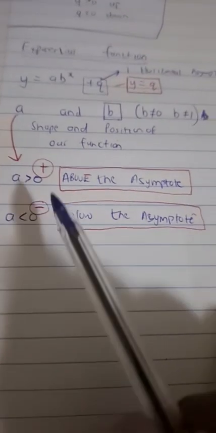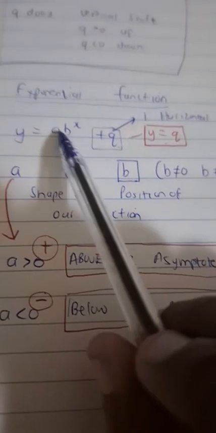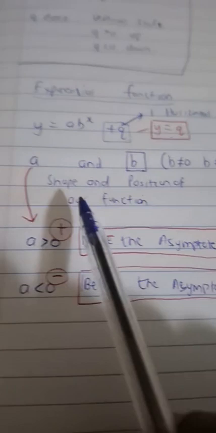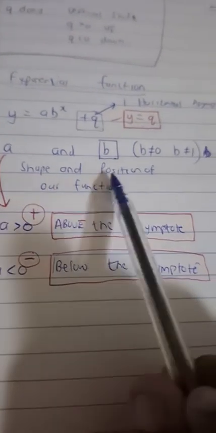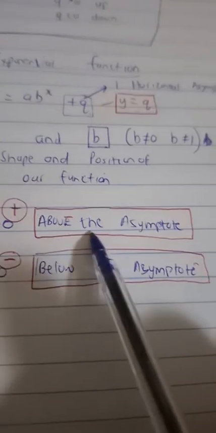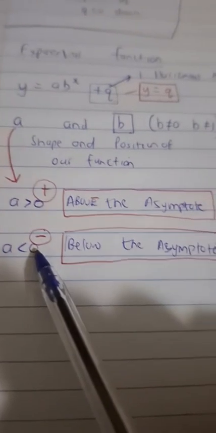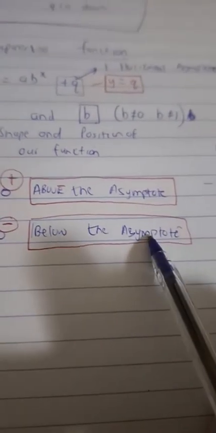Okay, so I hope with a and b we are able to understand, guys, that a and b play the role of defining the shape and the position of our function. As I repeat again, when a is greater than 0, it means that the function is found above the asymptote. But when a is less than 0, it means that the function is found below the asymptote.